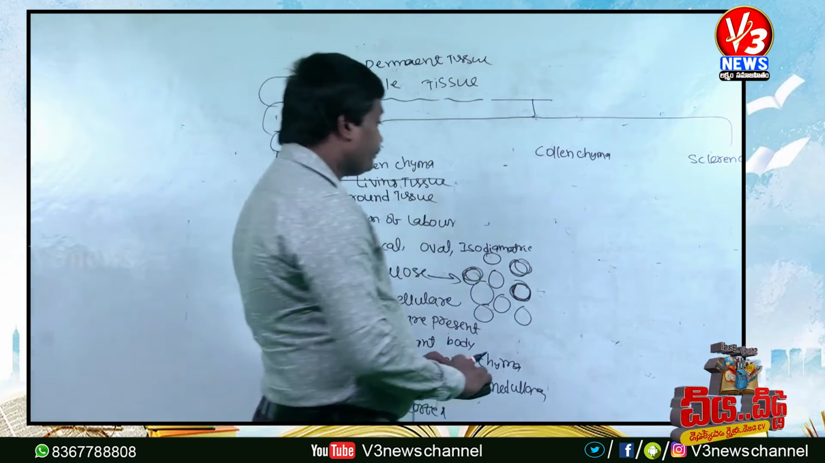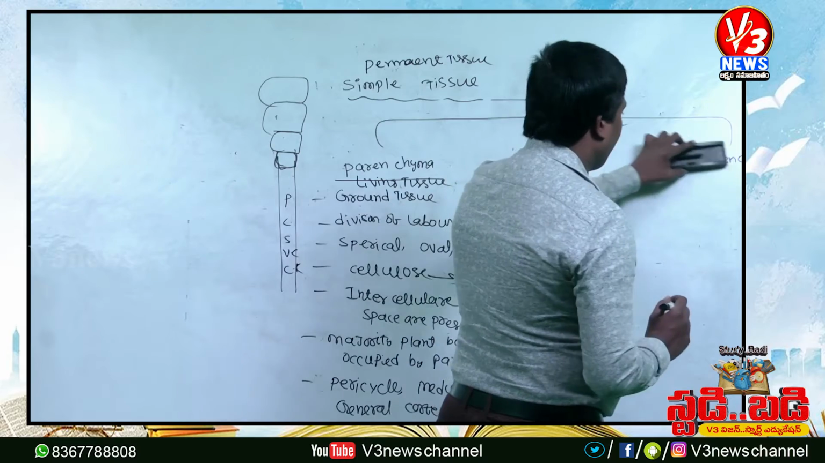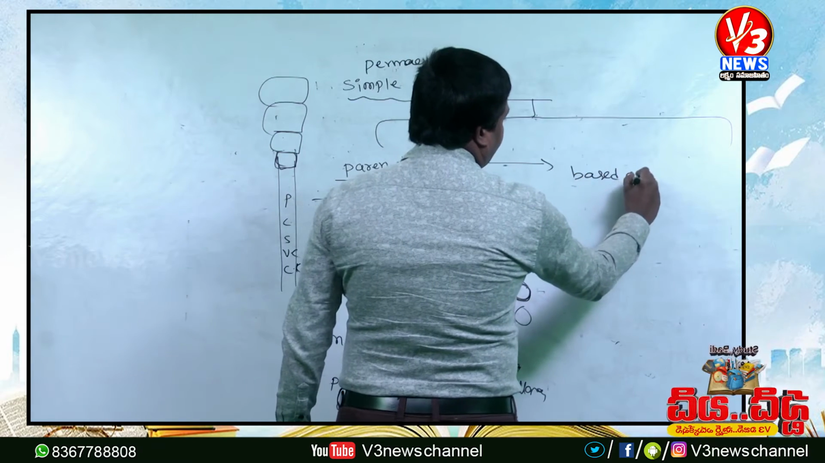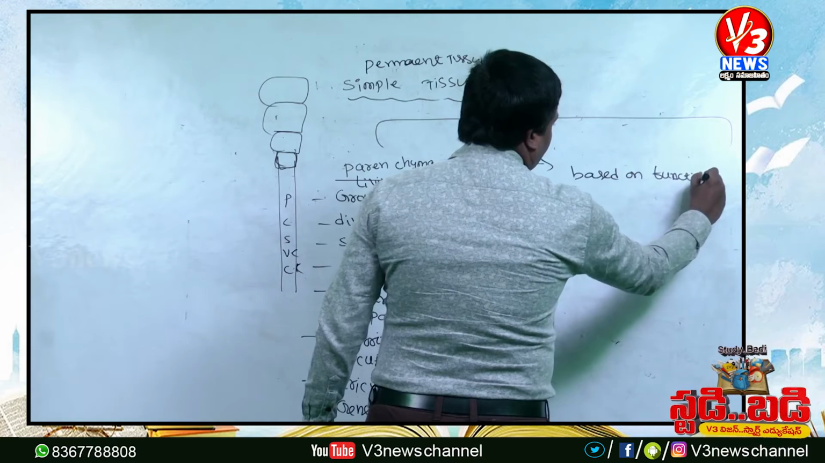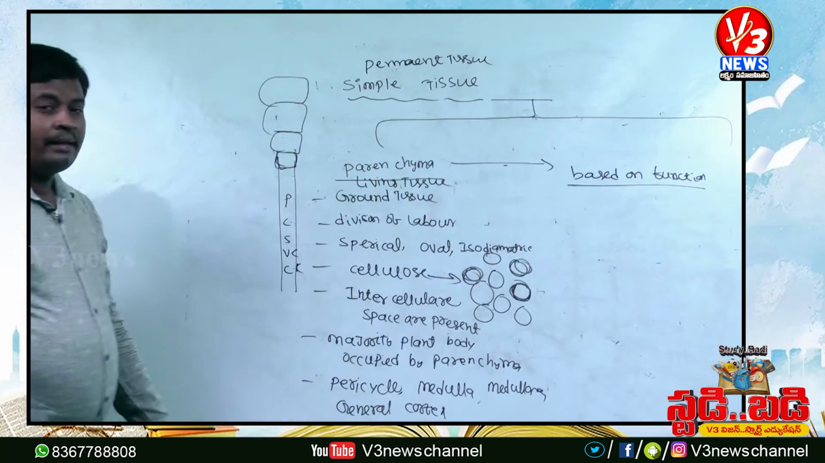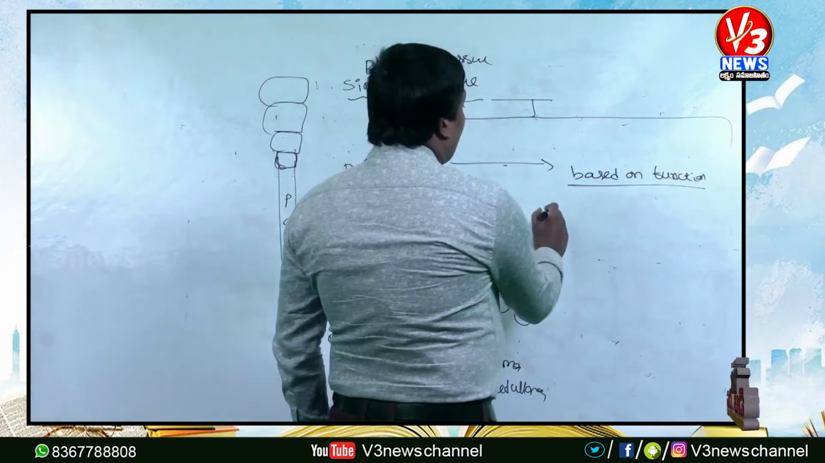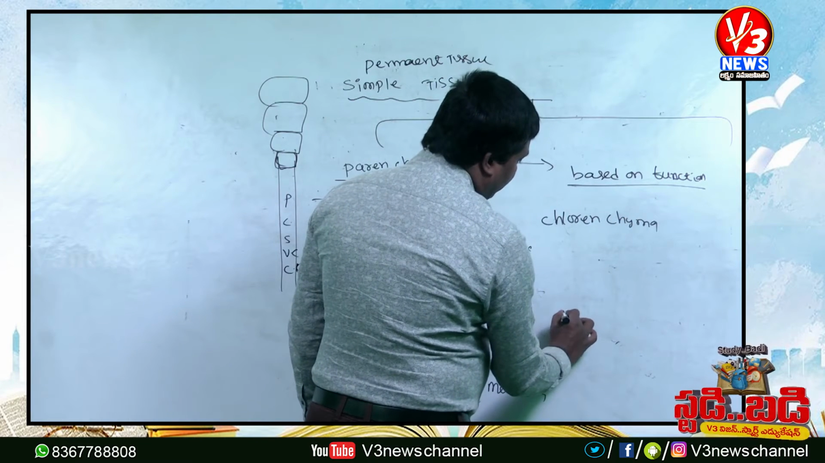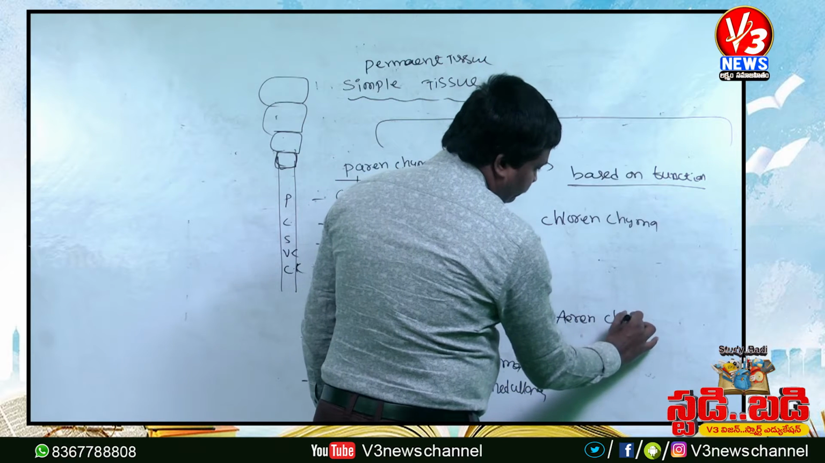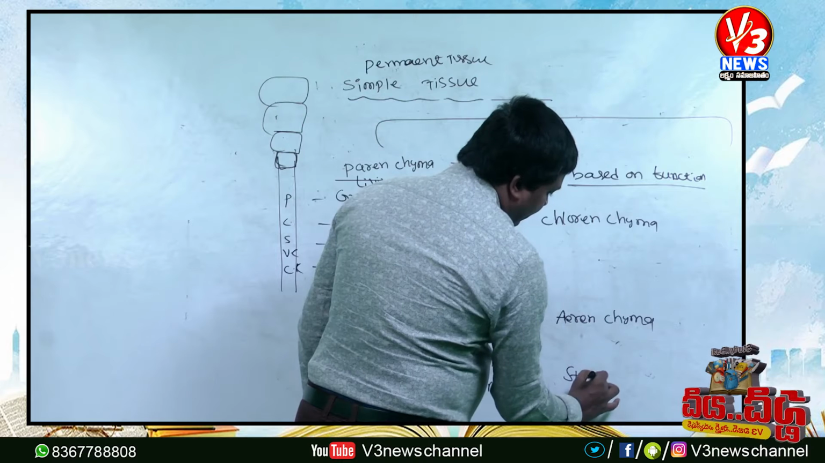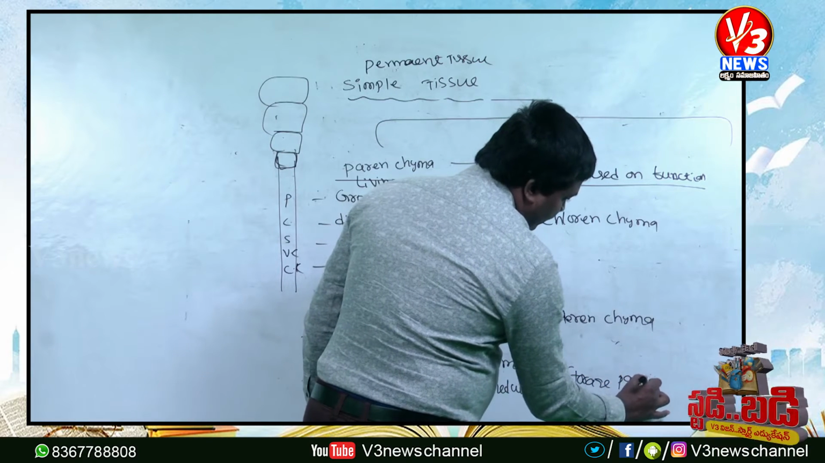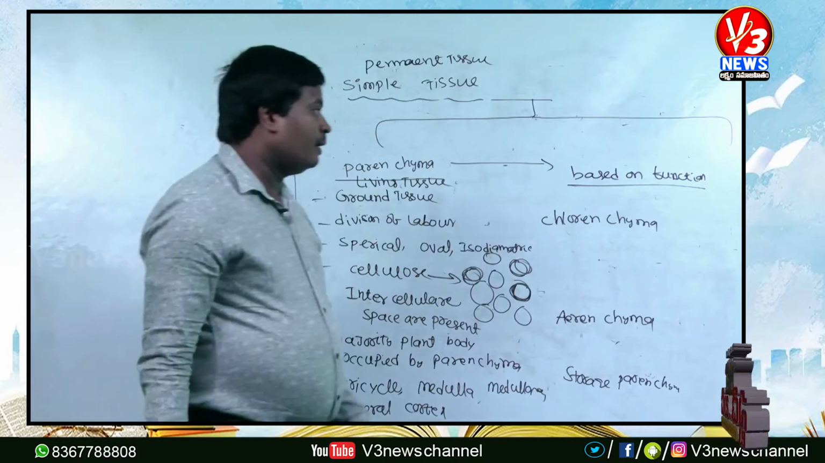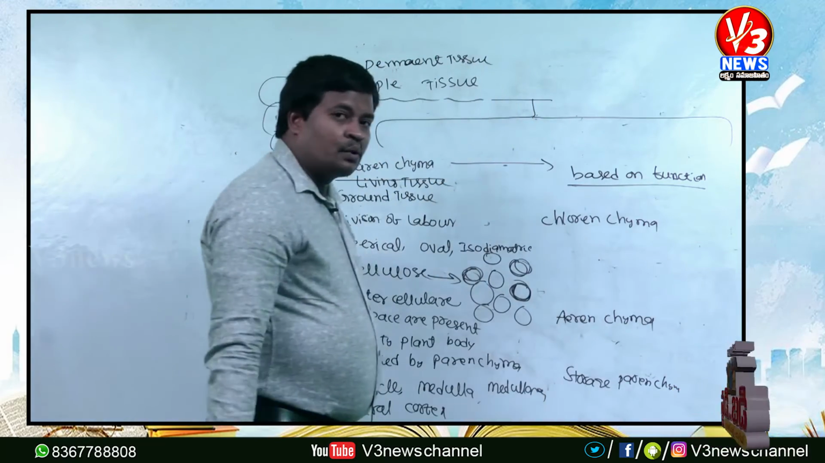Based on function, there are different types of parenchyma: chlorenchyma, aerenchyma, and storage parenchyma. Based on the function, there are three types of parenchyma: chlorenchyma, aerenchyma, and storage parenchyma.